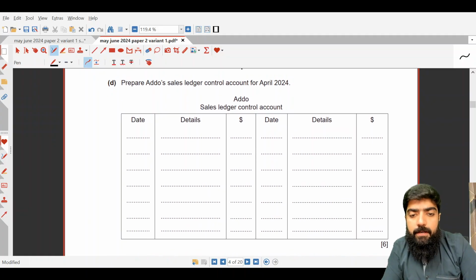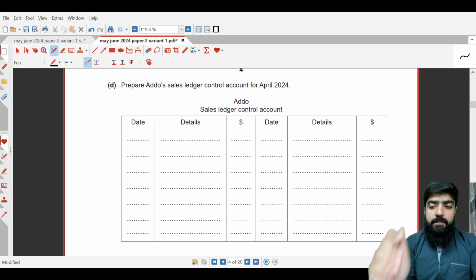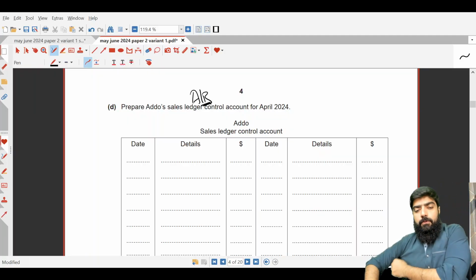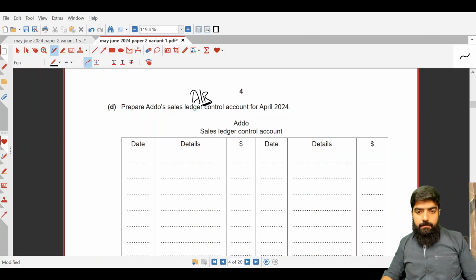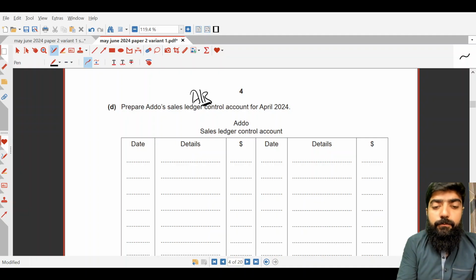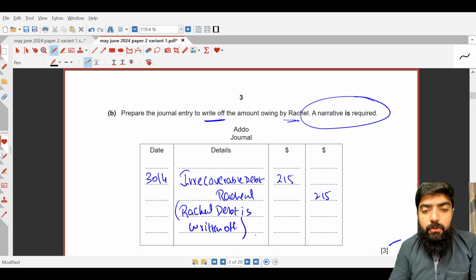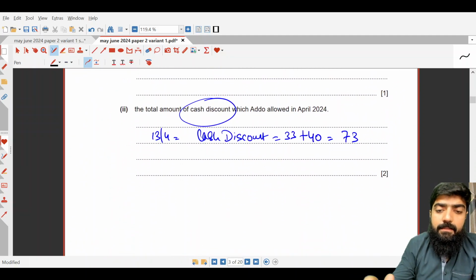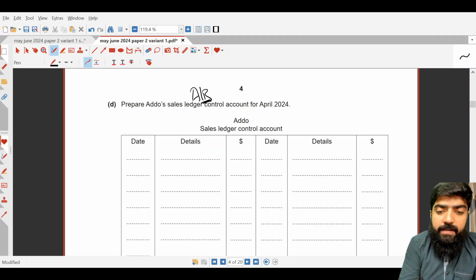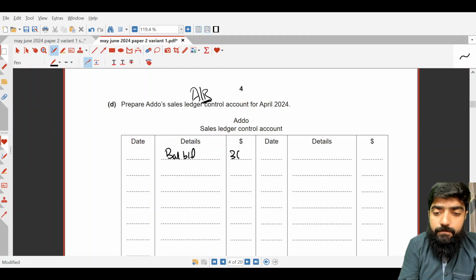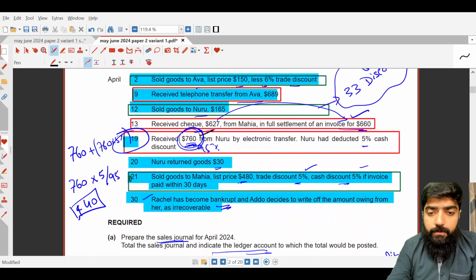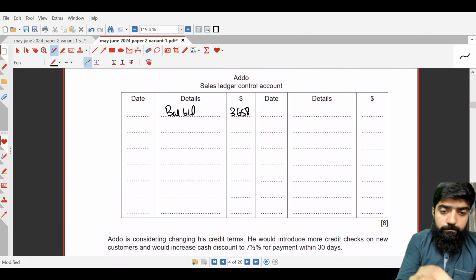Yes. Now, here we go. The sales ledger control account. It means that in this particular area, we need to prepare the account receivable control account. Oh, that's why they asked us for the totals of everything. Yes. So, first of all, we need to put the opening balances. In order to put the opening balances, obviously, we are going to have a total of it, that is 3658. That is the balance BD, 1st April 2024.